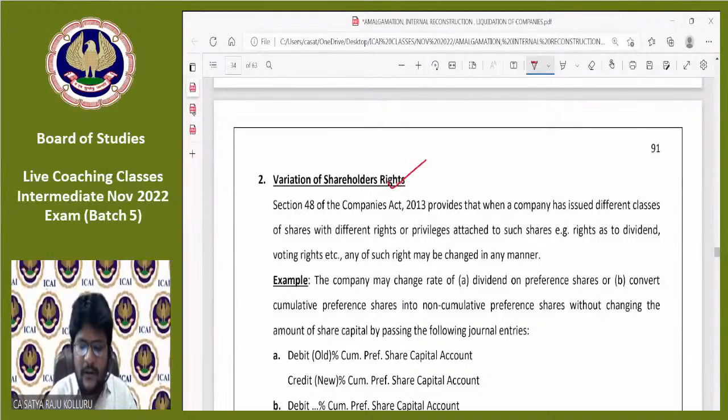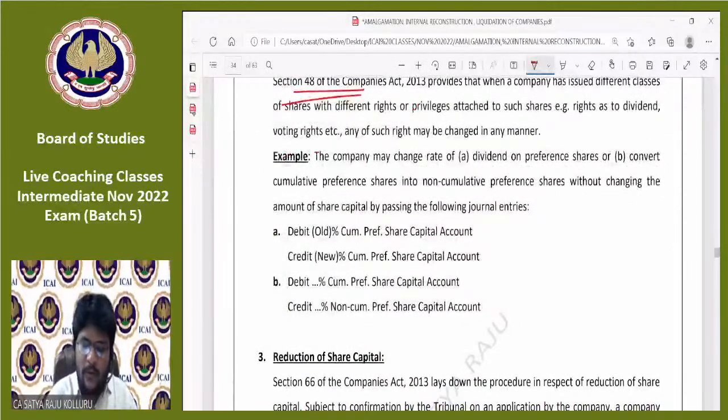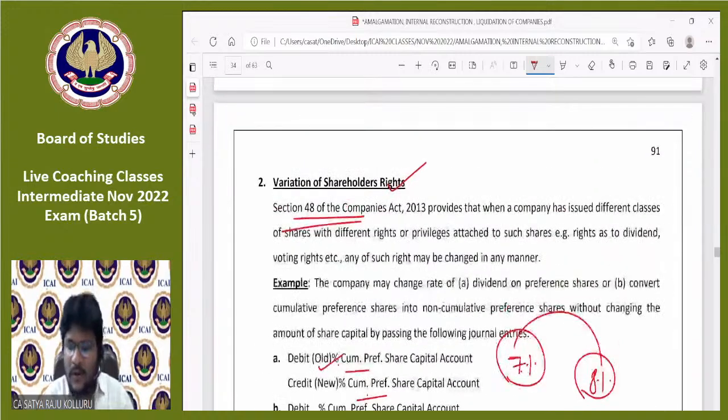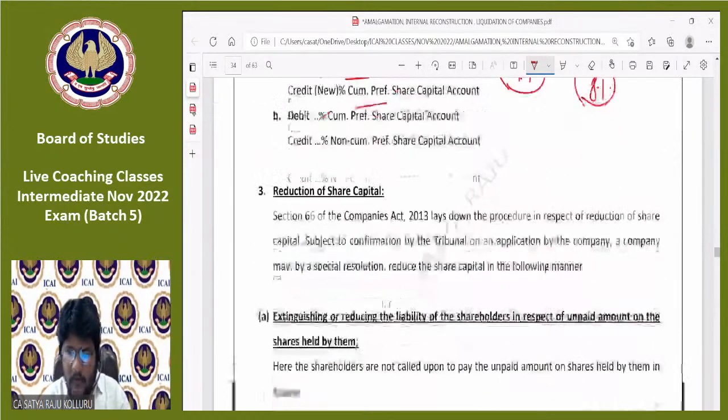Variation of shareholders' rights. Section 48 of the Companies Act 2013 deals with the variation of shareholders' rights. Maybe cumulative preference shares to non-cumulative preference shares. Am I right, guys? Then old percentage cumulative preference shares to new percentage cumulative preference shares. For example, earlier those were 7% cumulative preference shares. Now they are going to be converted into 8% cumulative preference shares. Now 7% cumulative preference shares you need to cancel, and 8% cumulative preference shares you need to credit. Sir, variation of shareholders' rights means the right may be with respect to dividend or with respect to voting rights. Anything may be possible. The two issues I discussed.